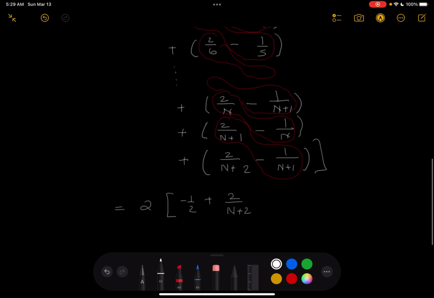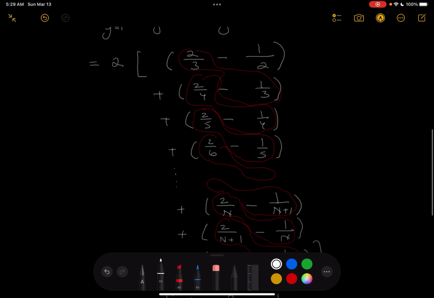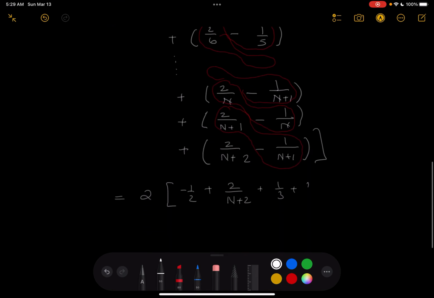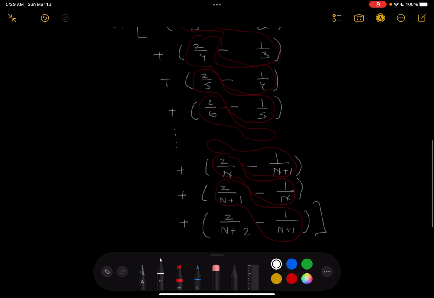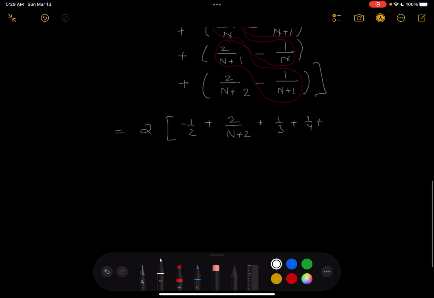2/3 minus 1/3 is going to be 1/3, again, I'm just doing one at a time. 2/4 minus 1/4 is 1/4. I think you see what I'm doing over here. Let's say 2/3 minus 1/3 is 1/3. 2/4 minus 1/4 is 1/4. 2/5 minus 1/5 is 1/5. I'm going to say yada, yada, yada.